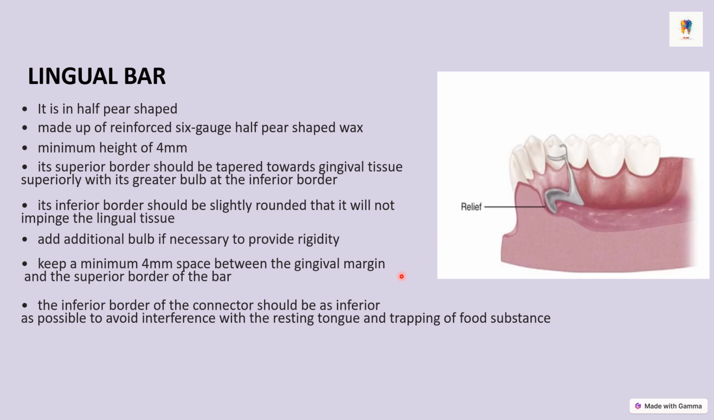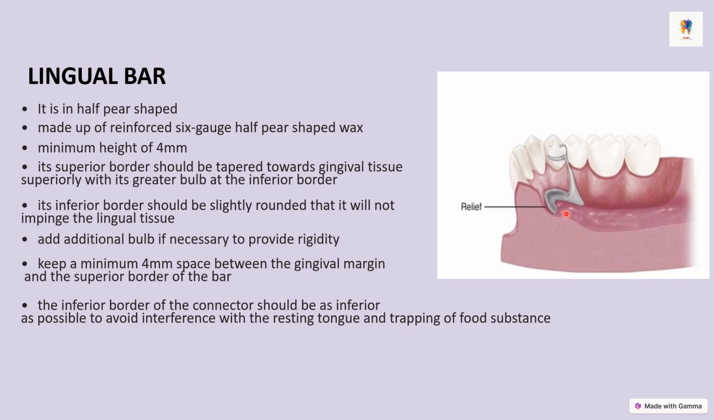Keep a minimum space between the gingival margin and the superior border of the bar. This distance is 4 mm. This distance from the gingival margin to the superior border of the lingual bar is also 4 mm. The inferior border of the connector should be placed as inferior as possible so that it doesn't interfere with the resting tongue, and there shouldn't be any trapping of food.